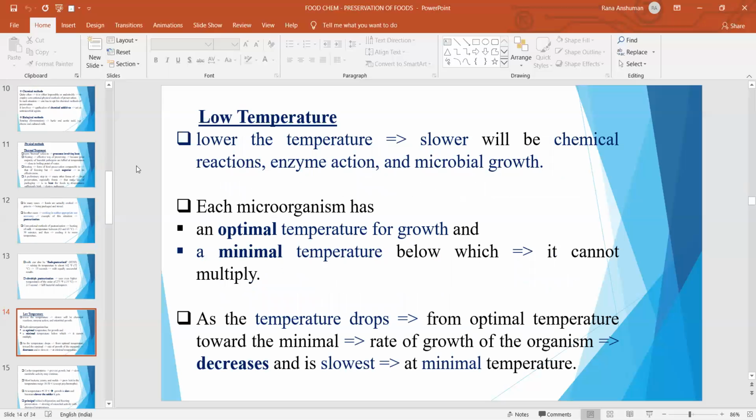Next comes low temperature treatment of foods. That is, the lower the temperature, the slower will be chemical reactions, enzyme action, as well as microbial growth. Each microorganism has an optimal temperature for growth and a minimal temperature below which it cannot multiply fast. As the temperature drops from the optimal temperature towards the minimal, the rate of growth of the organism obviously decreases and is slowest at the minimal temperature.